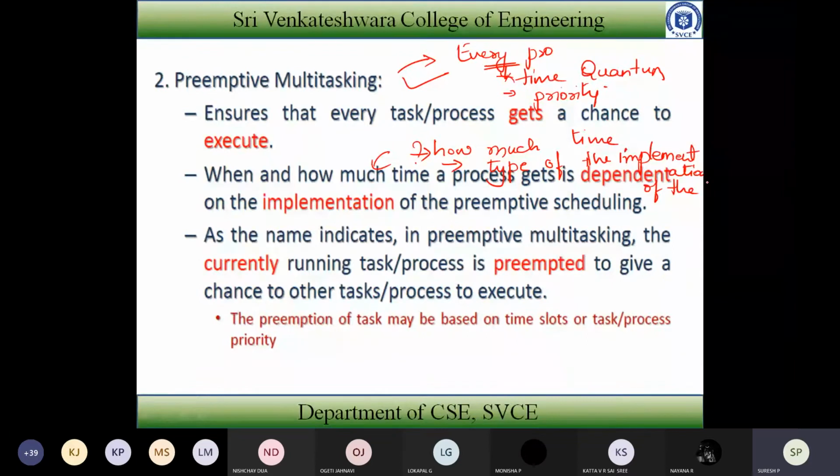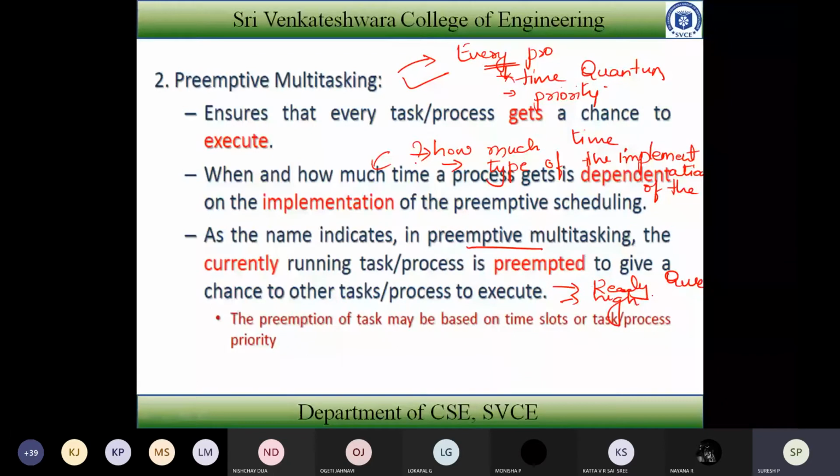As the name indicates, it is preemptive multitasking. So whatever the currently running task or process is, that has to be preempted. By preempting, you are going to give the chance to the next process, which is there in the ready queue, or if a high priority task comes in between, we are going to give a chance to execute for that particular process.